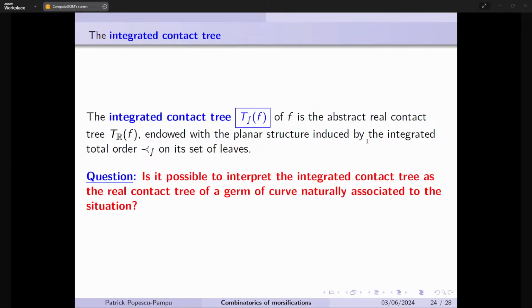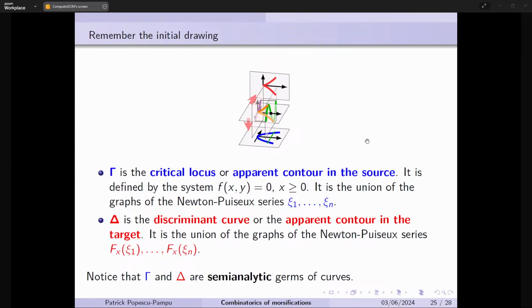So the question: that tree corresponds also to some natural curve. Let's look at the image. We come back to the initial image. In the initial image, I told you that we have two curves, the blue one, which is the apparent contour in the source. It is the blue one which gives us the initial tree.